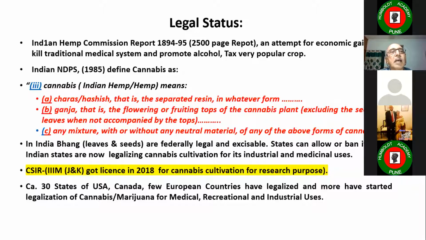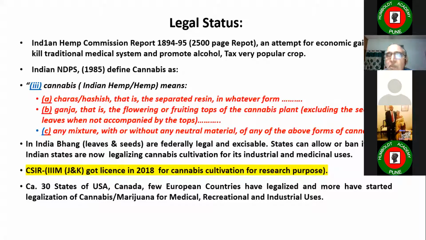Now, in the NDPS, which we hear a lot about nowadays on TV, the NDPS defines cannabis in the third sub-article. What is cannabis? It's charas, hashish, that is the separated resin, in whatever form, separated from the plant. Or the ganja. Ganja is the flowering or fruiting part. They have a higher content of THC, around 20 plus. And any mixture of these, that is what the NDPS talks about as cannabis.